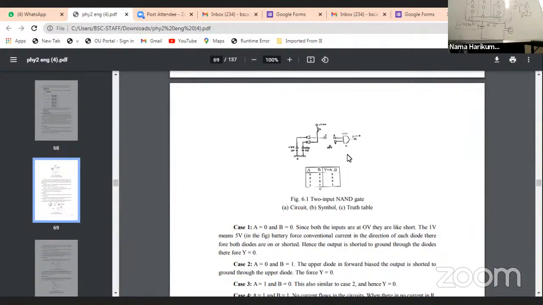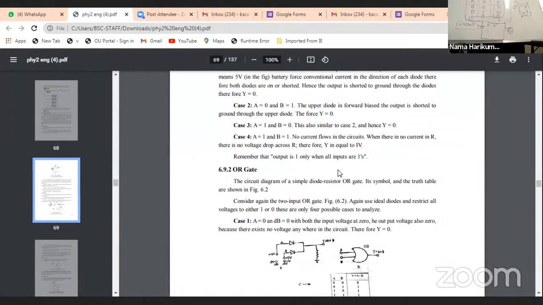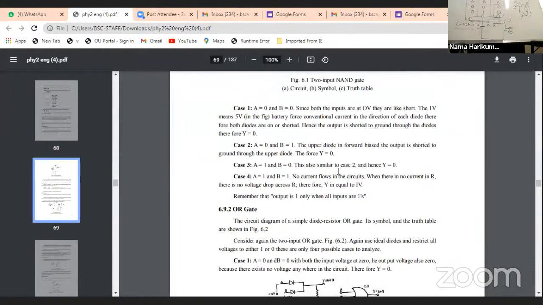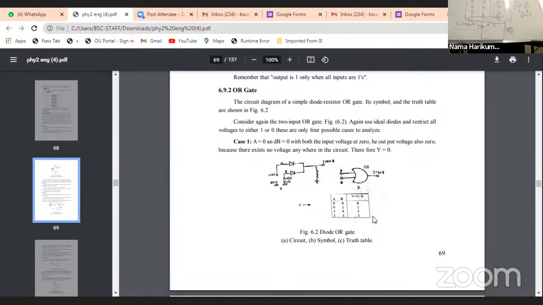So this is the AND gate. Similarly, the OR gate also. On the screen, case 1 is 0 0, case 2 is 0 1, case 3 is 1 0, and case 4 is 1 1. That is the explanation case by case, from case 1 to case 4, and in the explanation we can show the values on the screen. The next one is the OR gate.